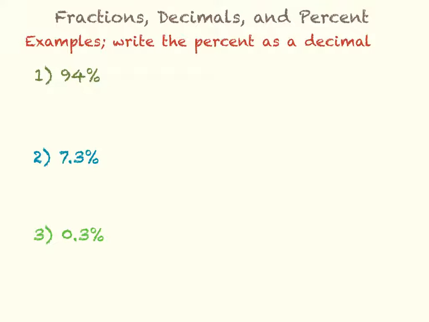Fractions, decimals, and percents. We're going to jump right into some examples of how to write percents as decimals. If you want to write a percentage as a decimal, you have to move the decimal point 2 spots to the left.